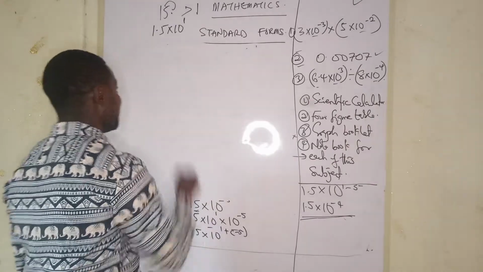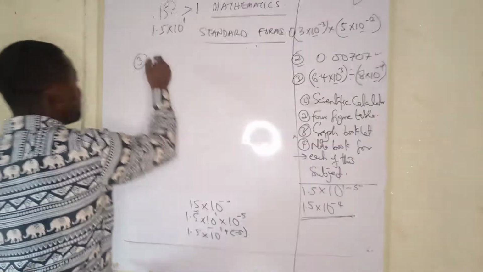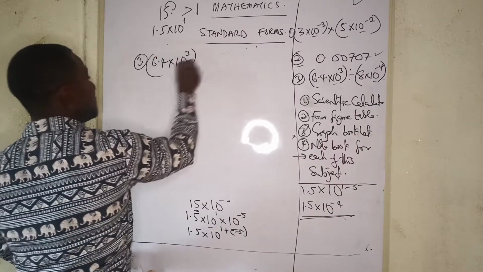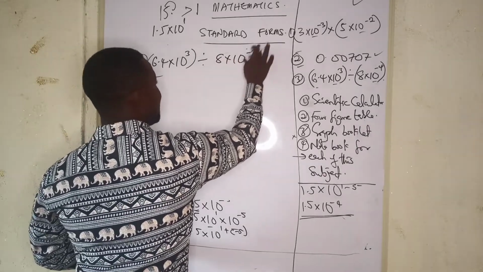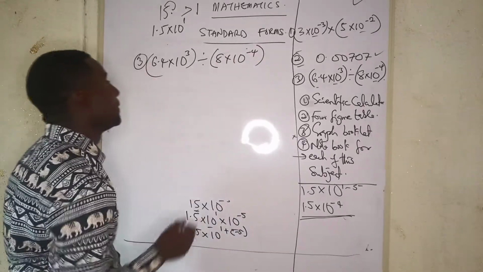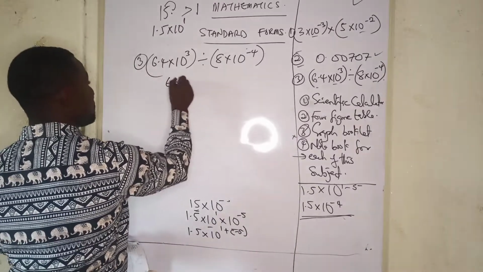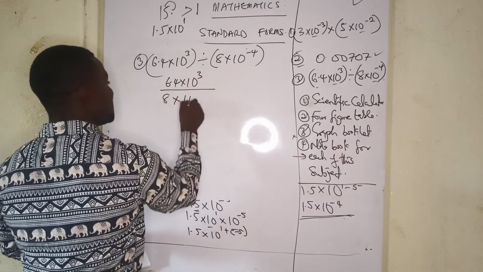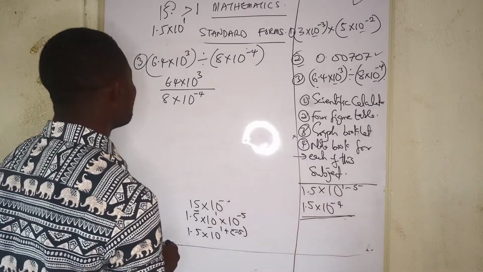We'll take the number 3. It's very similar to the first one. 6.4 times 10 raised to the power 3 divided by 8 times 10 raised to the power minus 4. Easily, you can just do it like this. 6.4 times 10 raised to the power 3 divided by 8 times 10 raised to the power what? Minus 4. It's very simple.